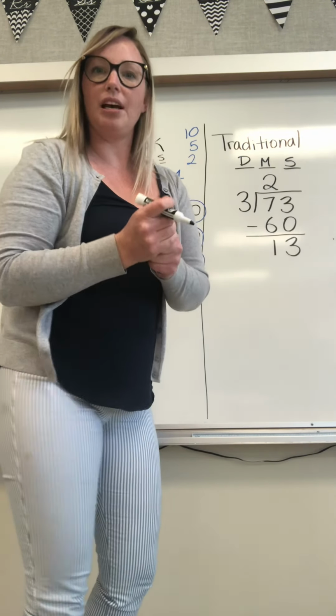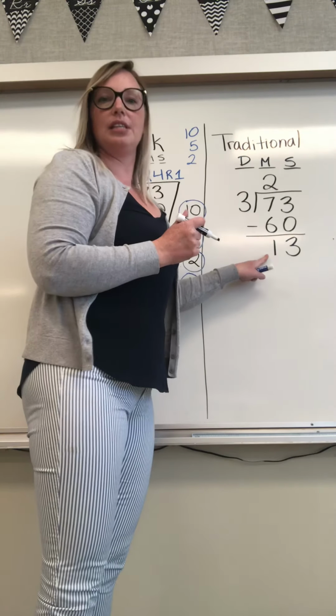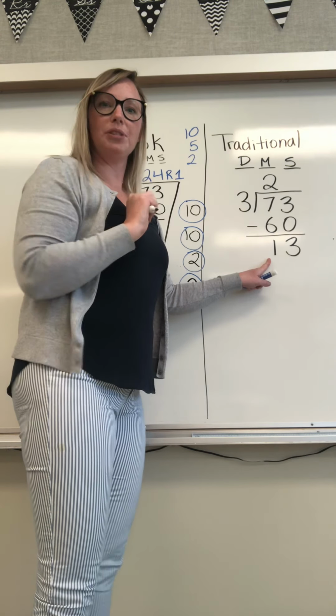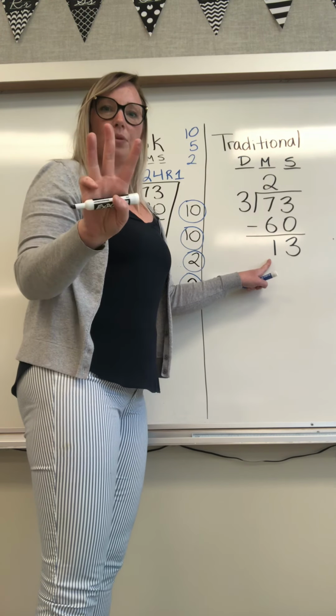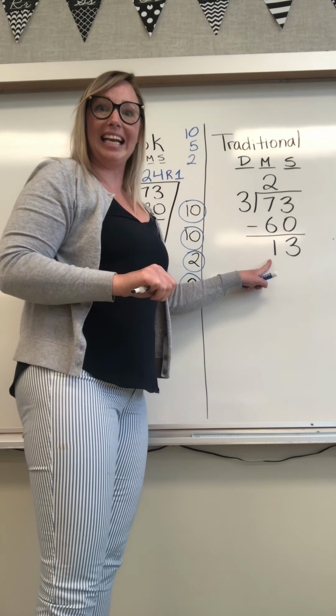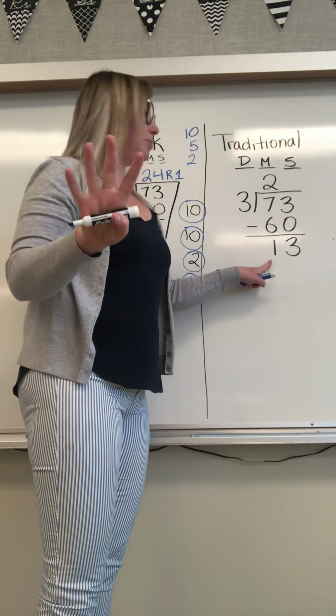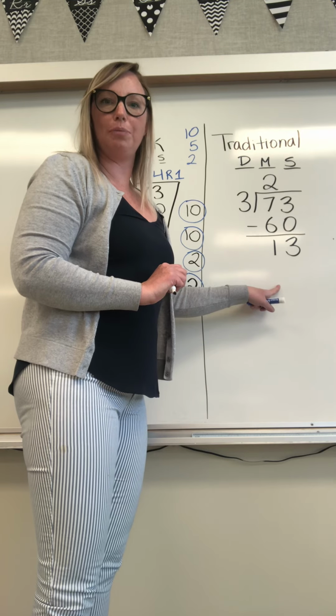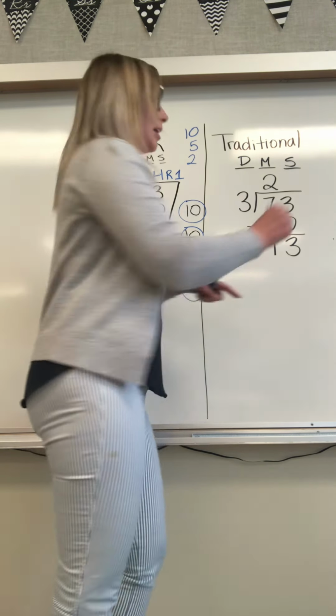Divide. How many times can 3 go into 13? 1 time would be 3. 2 times would be 6. 3 times would be 9. 4 times would be 12. 5 times would be 15, which would be too much. So we're going to stick with 4 times.